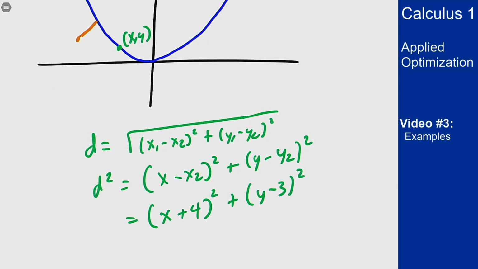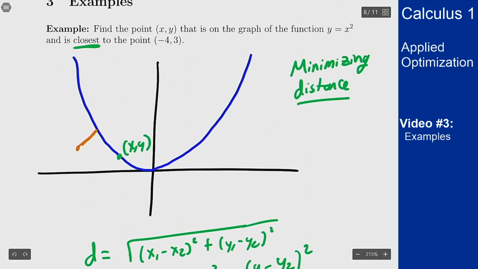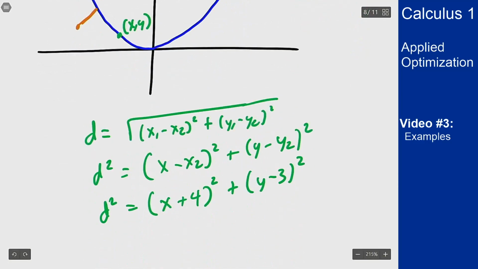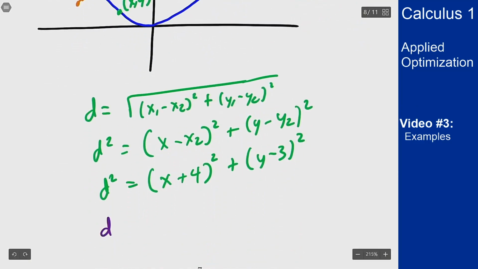And this still now has two variables in it. How can I reduce this down to one variable? Well, I can use the fact that I know this point must be on the graph of y equals x squared, which means y equals x squared. So I can put that in here, and get that my new function d of x is just (x plus 4) squared plus (x squared minus 3) squared.